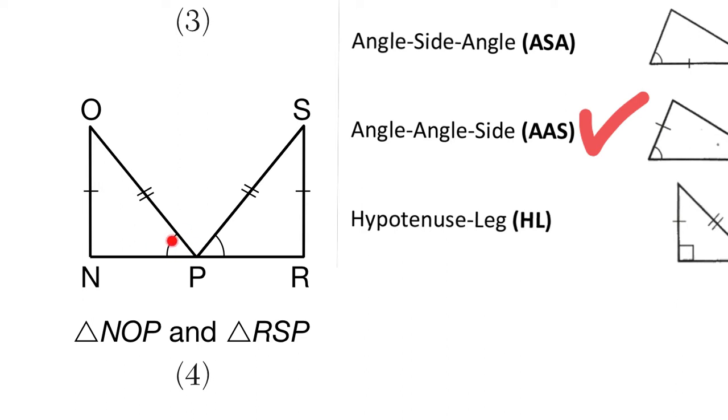But when we inspect this further, I can see that we've got side, side, angle, or angle, side, side. And sadly, that's not a thing. In order for this to be an option, what we would need is this angle right here to be included, or sandwiched, between the two sides. So option 4 is the correct answer.